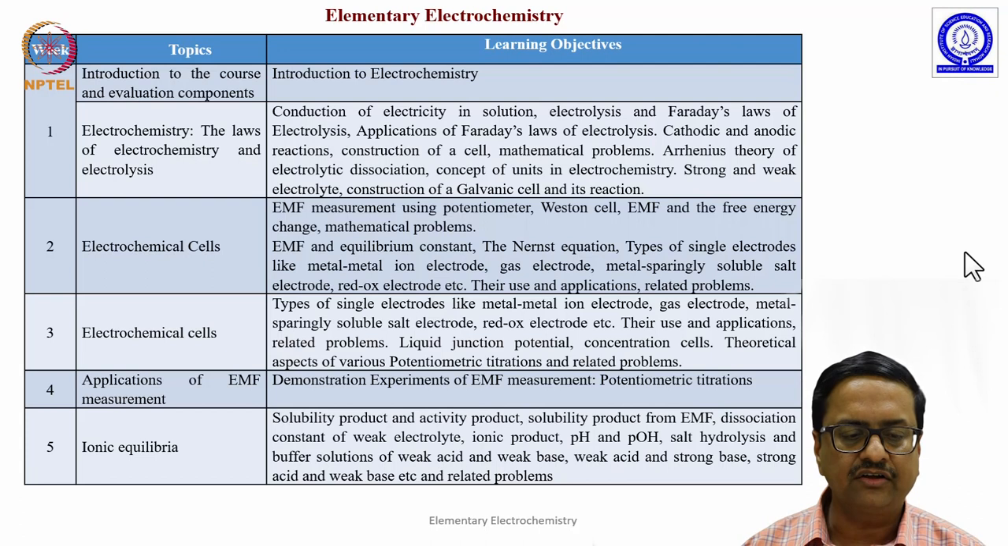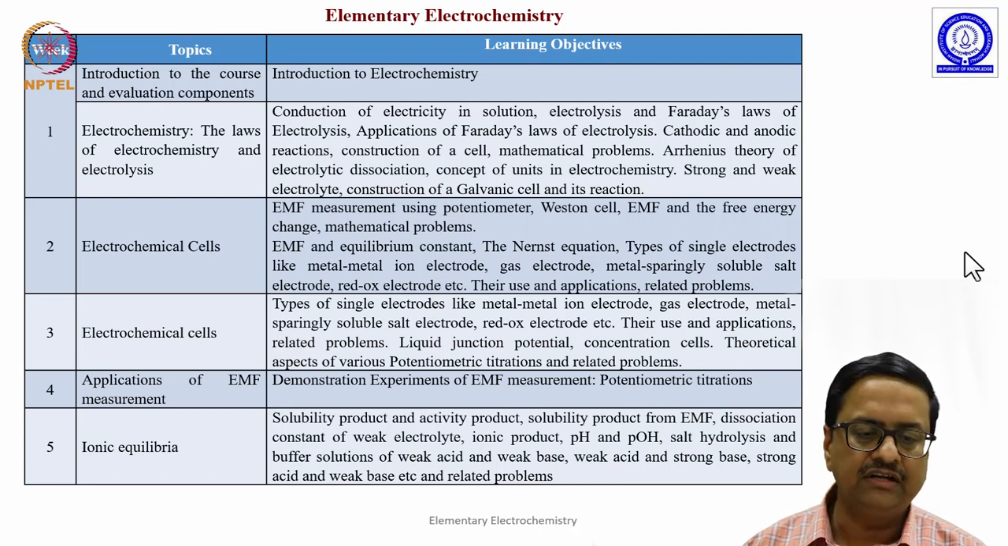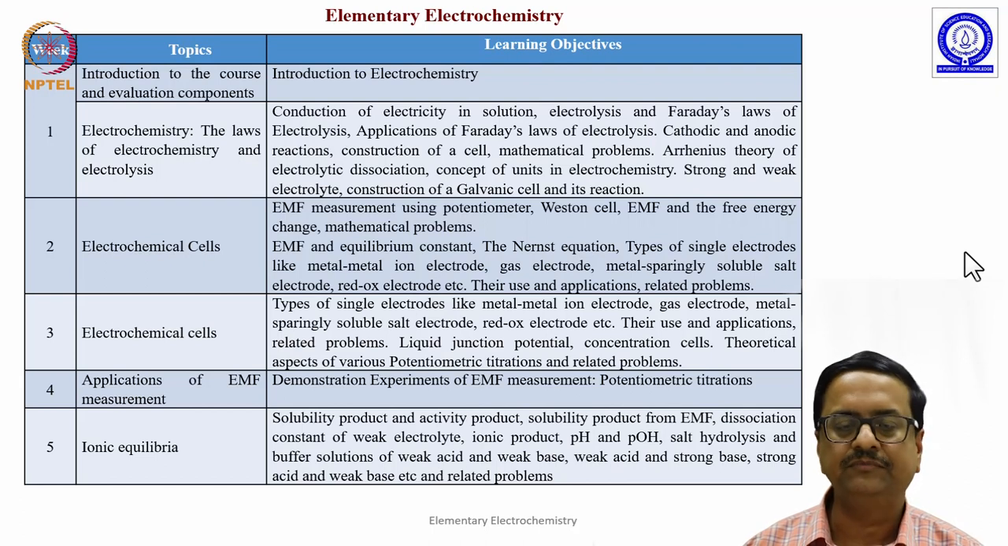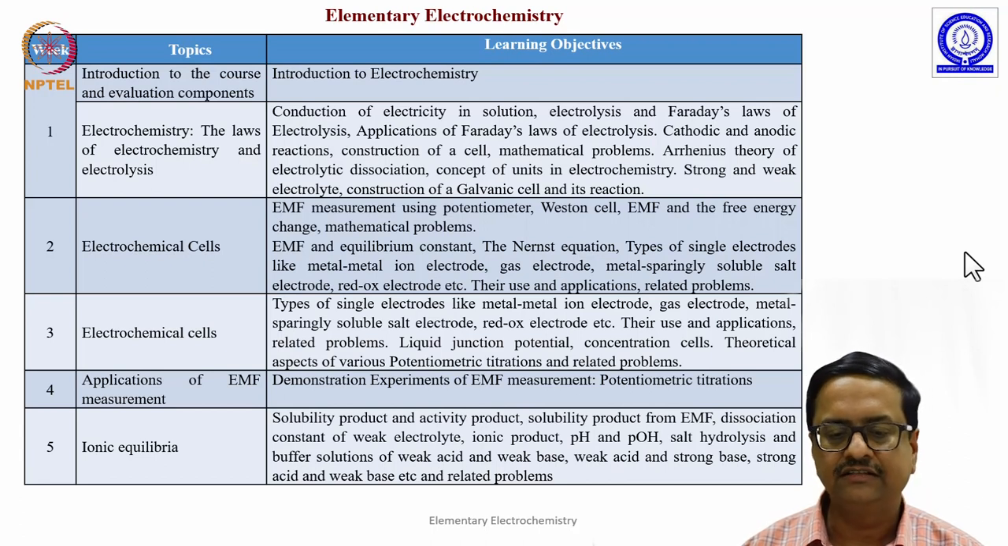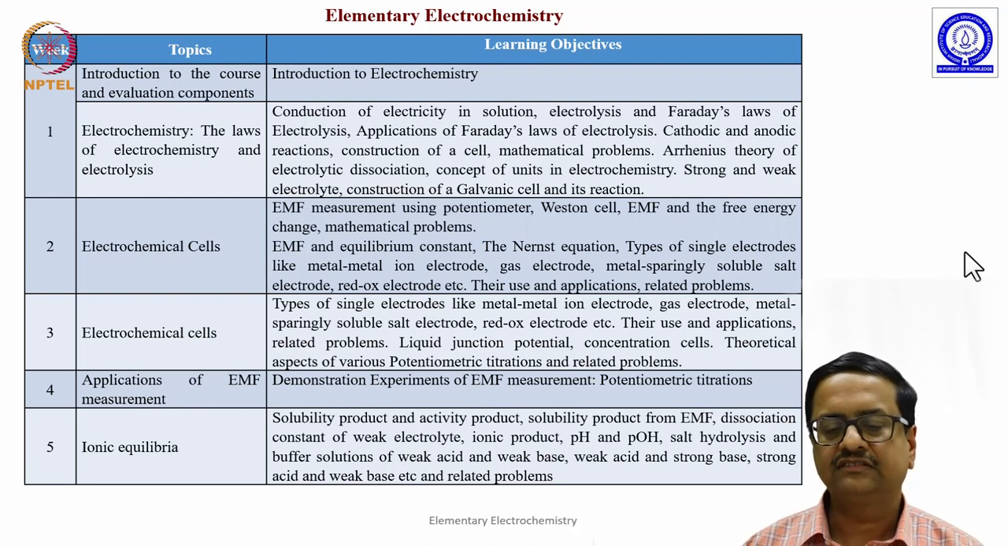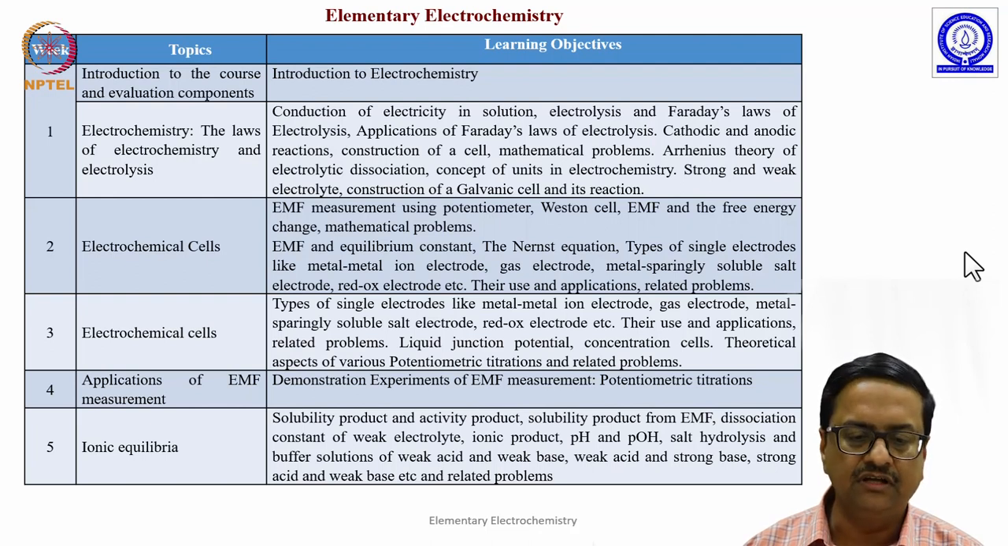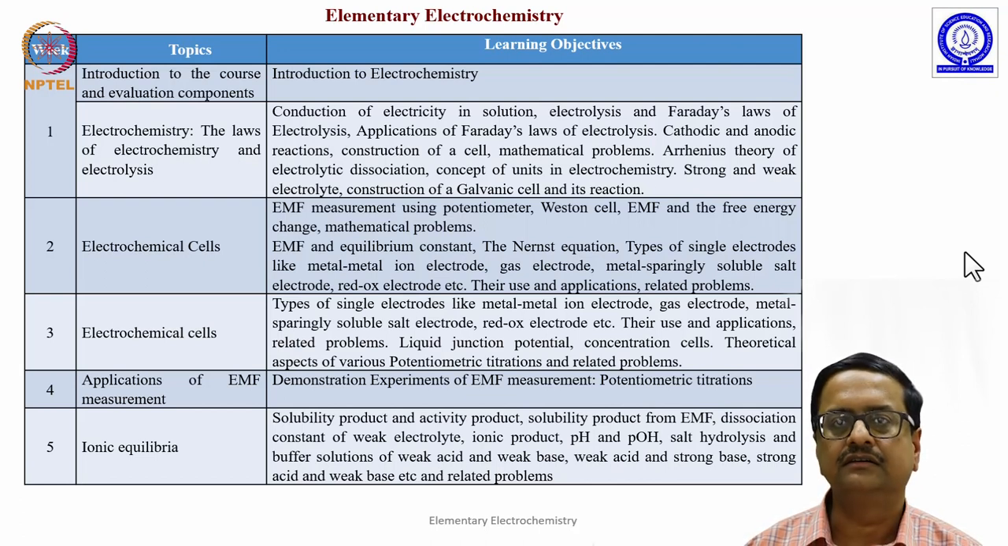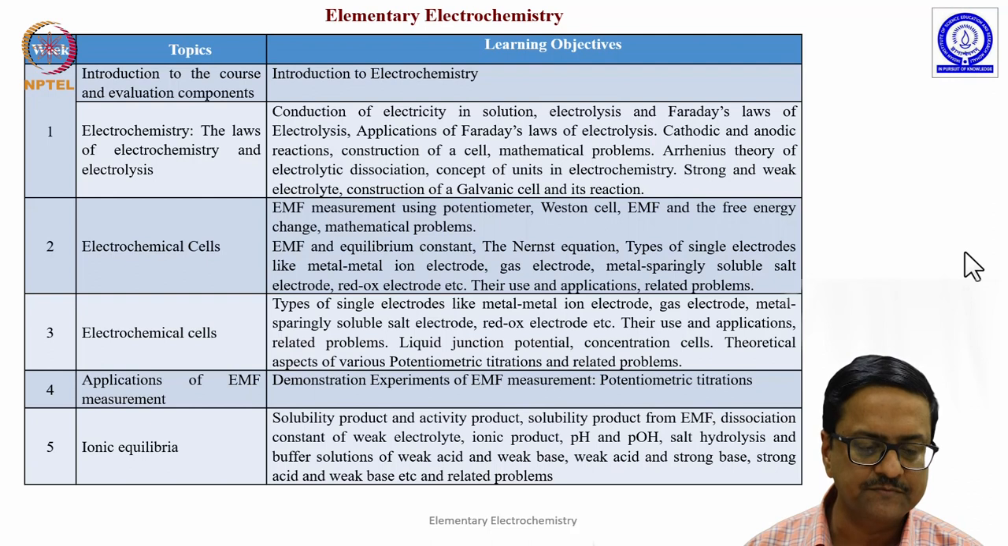In the next week, we will start talking about electrochemical cells, where we will discuss the application of EMF measurement using polarimeter. We will discuss about Western cell, Daniell cell, etc., and we will try to derive equations related to EMF and free energy change of a given reaction, and we will highlight some of the mathematical problems as well. Then we will discuss about Nernst equation, EMF with equilibrium constant, the relationship, types of single electrodes, how to determine their standard electrode potential, etc., their applications and some mathematical problems.